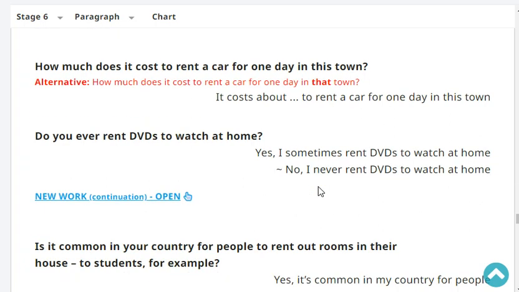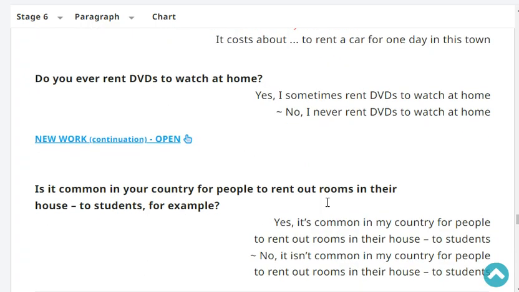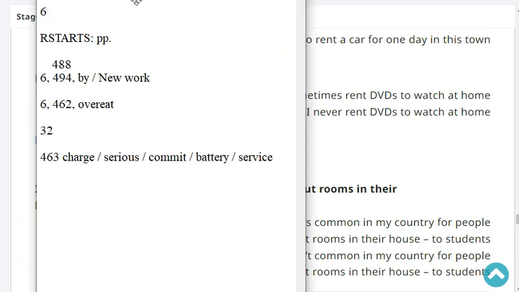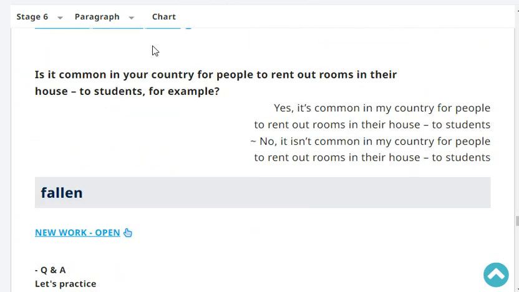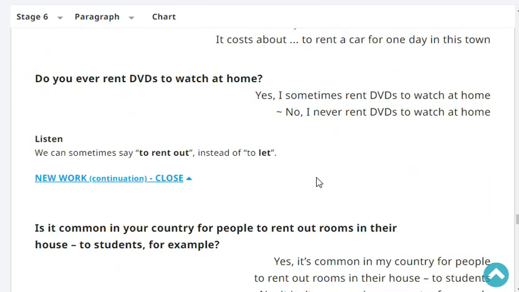Do you ever rent DVDs to watch at home? Yes or no? Yes, I sometimes rent DVDs to watch at home. Very good. Okay, next, listen. We can sometimes say to rent out instead of to let.